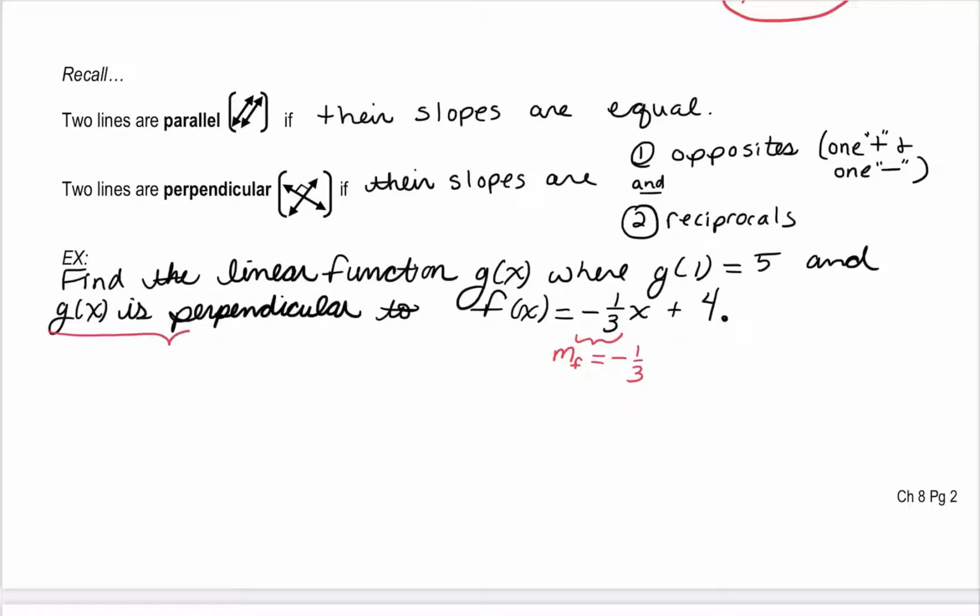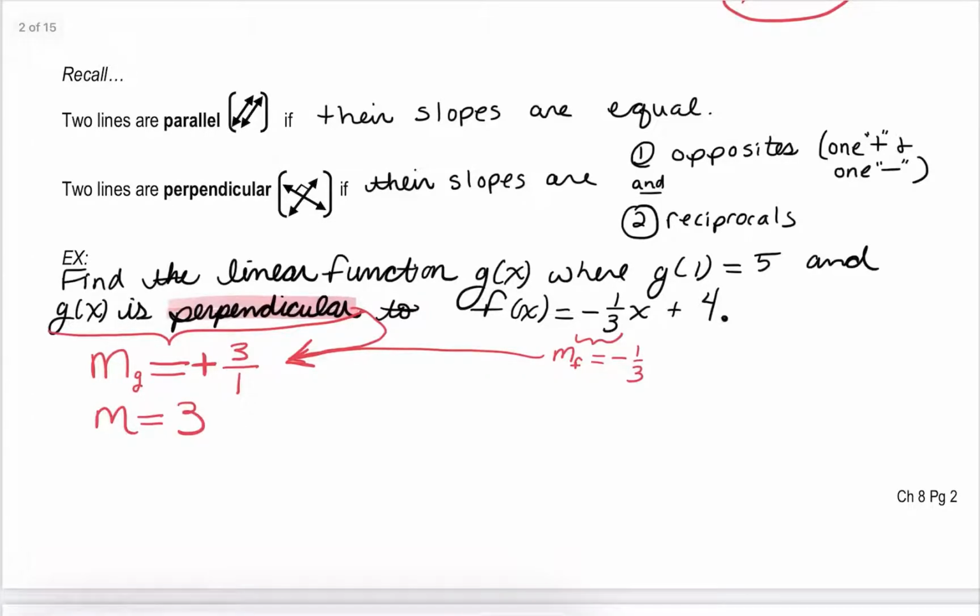I want my slope of g of x, the slope of g, to be perpendicular to that line, to the slope of negative 1/3. So my line is going to need to be both the opposite sign, so if that slope is negative, mine needs to be positive, and the reciprocal, which in this case of 1/3 would be 3/1. So the slope that I need to use needs to be 3.